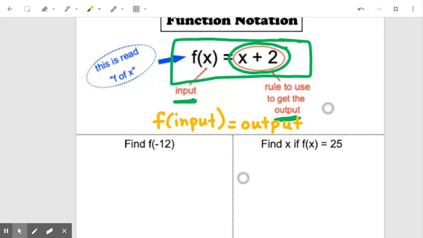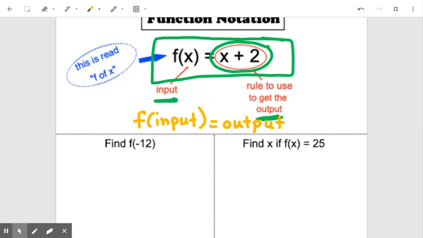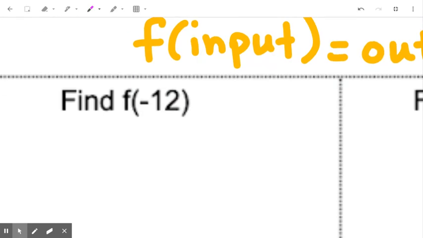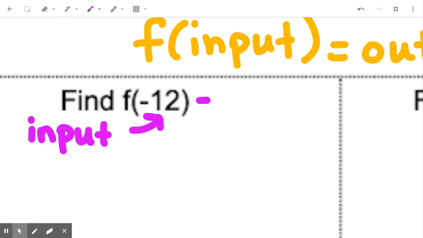So if I look at these two examples down below here, you notice that the first one says find F of negative 12. What that's telling me is that I have an input of negative 12, and I need to find what the output is. I want to know what is that equal to. So I am finding the output.